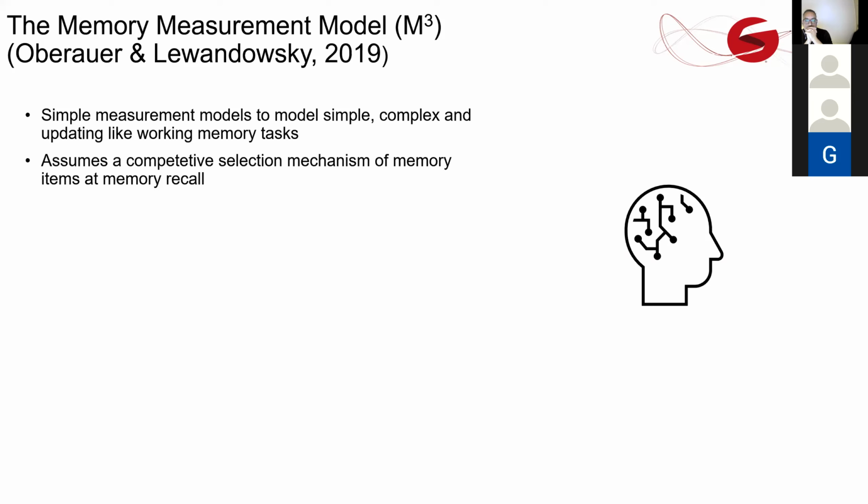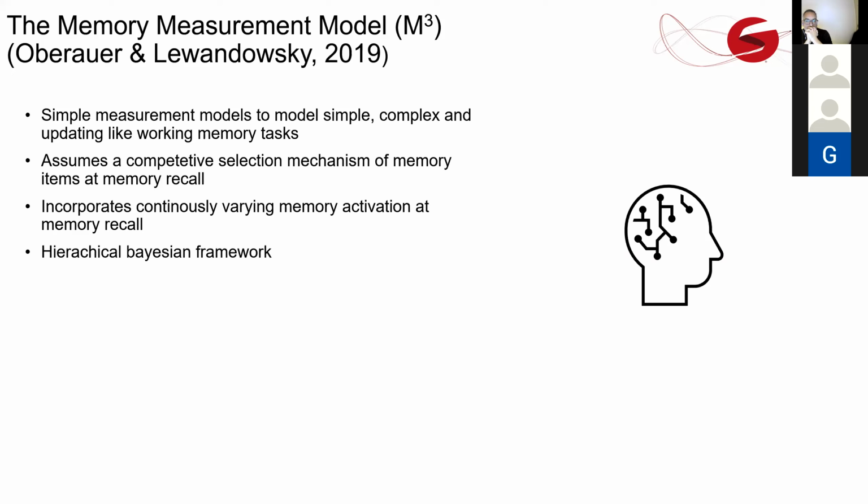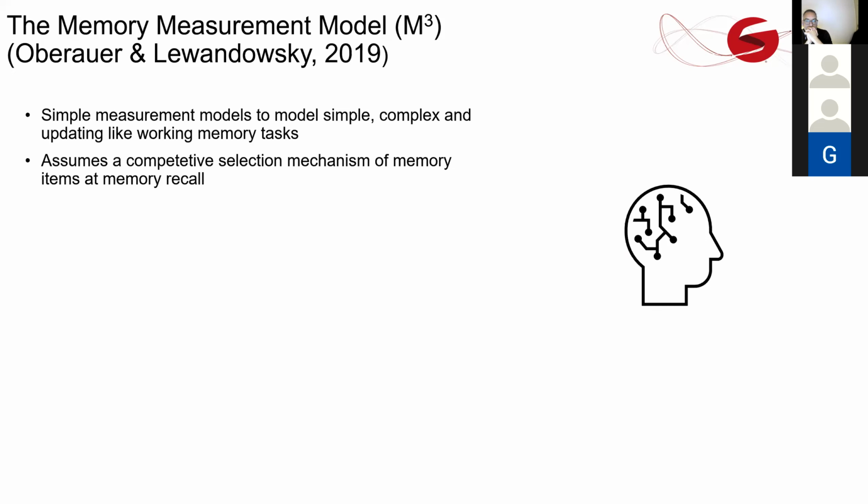It assumes a competitive selection mechanism of memory items at memory recall, and furthermore, a continuously varying memory activation at memory recall. Until now, there is no model framework which implements a continuous strength assumption at memory recall, and the M3 framework claims to fill that gap, as there are multinomial processing tree models, which are discrete state models for memory recall, and there are continuous activation models, but for memory recognition, like signal detection models.